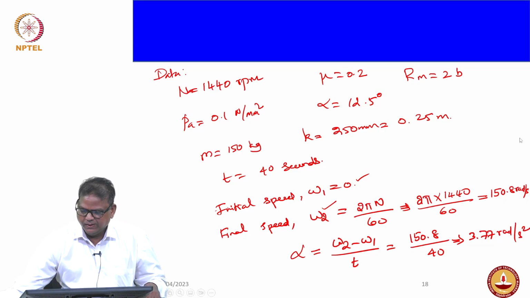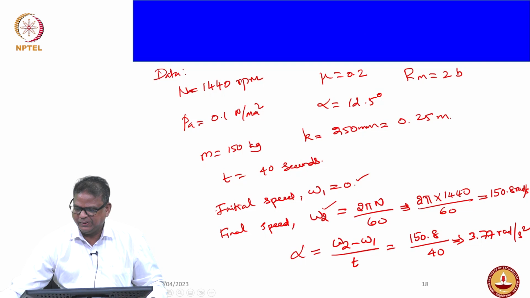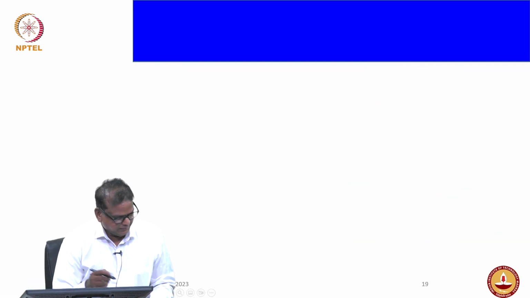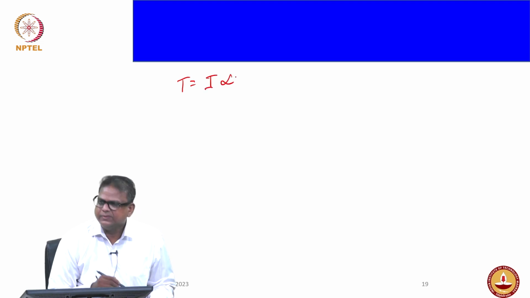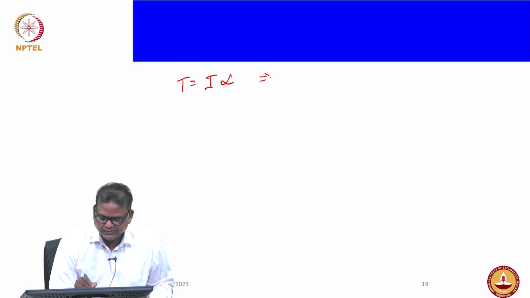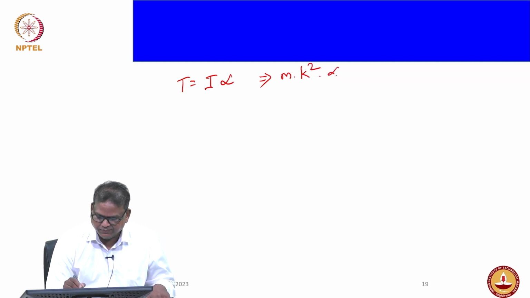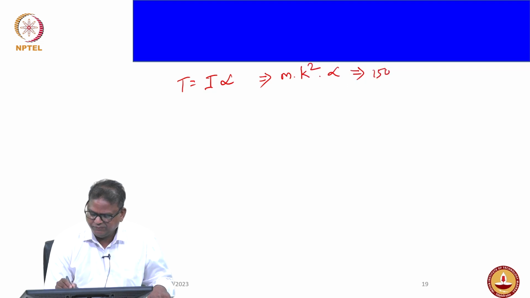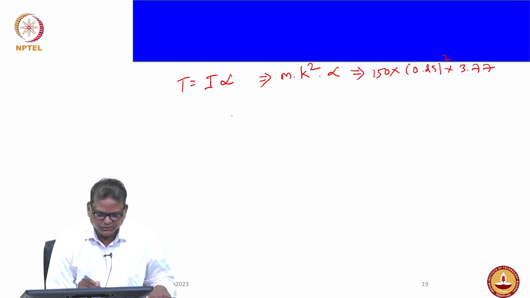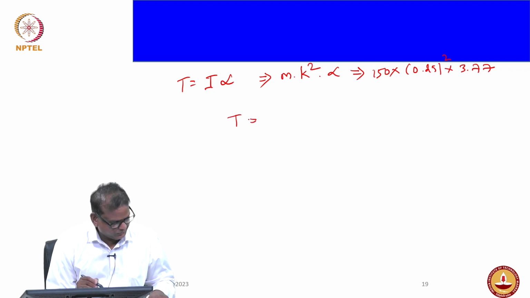Can I move to the next slide? Okay. So my torque T equal to I alpha. I is the moment of inertia, which is nothing but m into k square. Then you have alpha. So what is the m given here? 150 mass, K 0.25 whole square, then 3.77. Okay, so can you tell me what could be the torque?